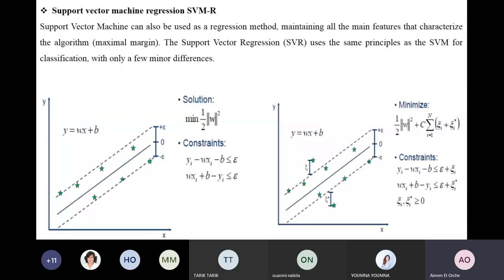Support vector machine. Support vector machine can also be used as a regression method, maintaining all the main features that characterize the algorithm, maximal margin. The support vector machine regression uses the same principle as support vector machine classification, with only a few minor differences. First of all, because the output is a real number, it becomes very difficult to predict the information at hand, which has infinite possibilities in the case of regression.